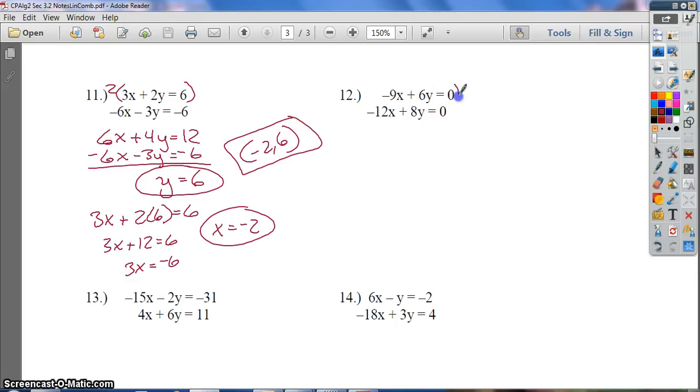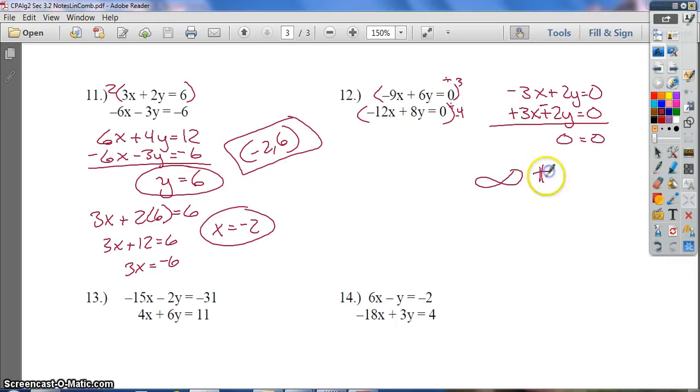Number 12. I'm going to probably divide this top one by 3. I'm going to divide this one by 4. Dividing by 3, I get negative 3x plus 2y equals 0. Negative 3x plus 2y equals 0. So probably should have done negative 4 here. That makes this positive negative. You're going to get 0 equals 0. So this is infinite number of solutions, okay, because they overlap.